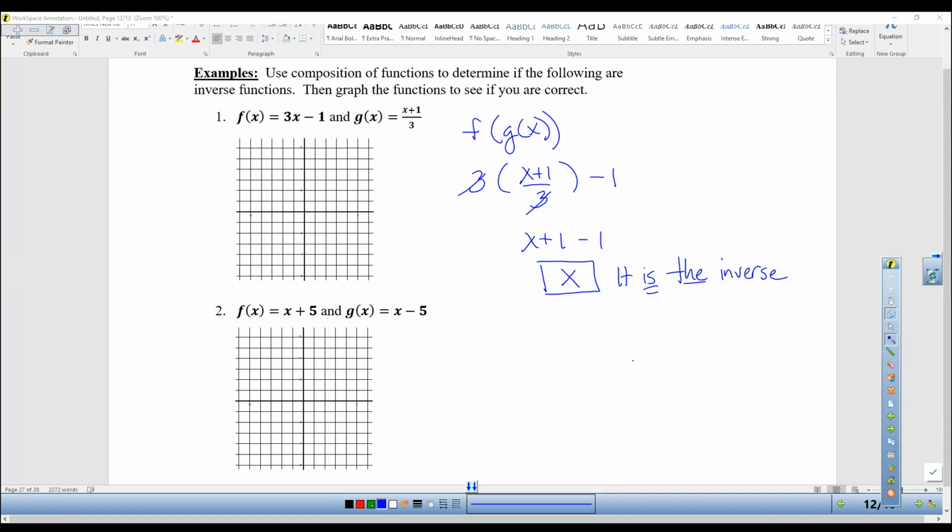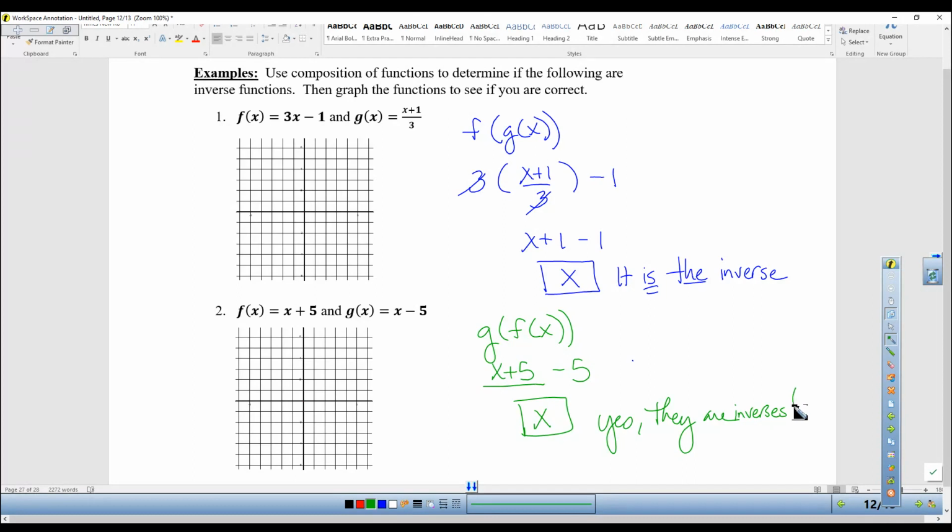So on the next one, just to do it differently, I'm going to do g of f of x, and if they're inverses, it should still come out to be x. So g is something minus 5. What goes in there? X plus 5. And sure enough, x plus 5 minus 5 is just x. So yes, they are inverses.